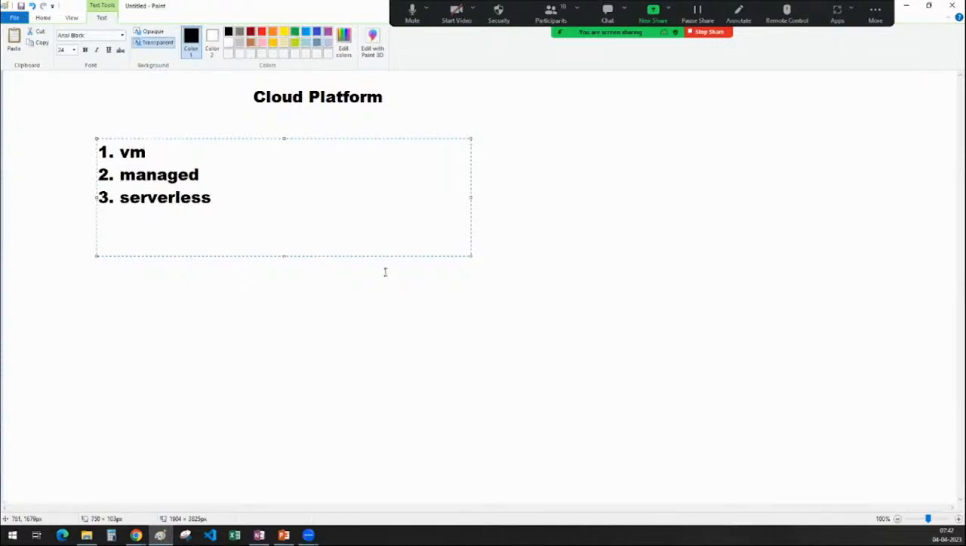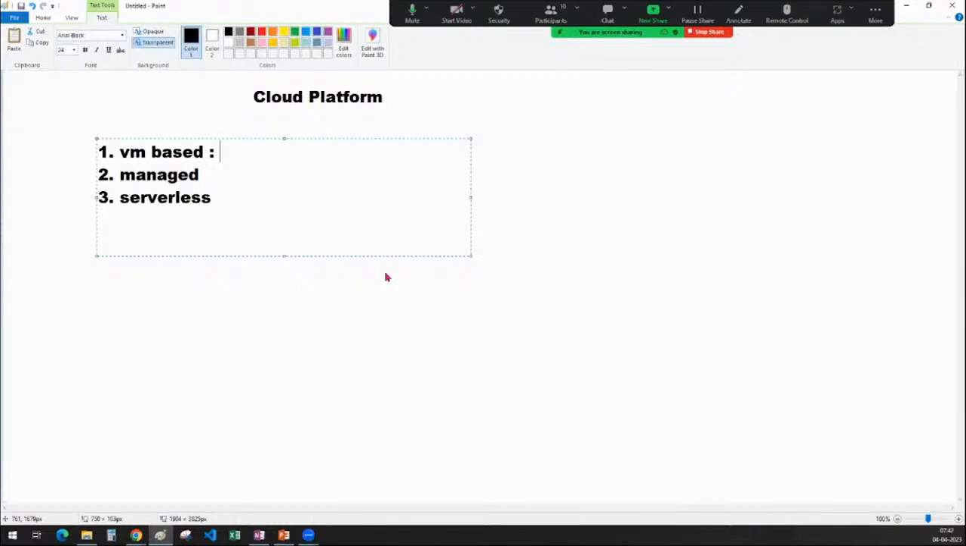Okay, sir, VM based. People call it VM based. Okay, these are the three categories. If you go to any cloud platform, the services in the cloud platform are categorized into three. One is VM based services. One more is managed services or fully managed services, and third one is serverless. What do you mean by that, sir?